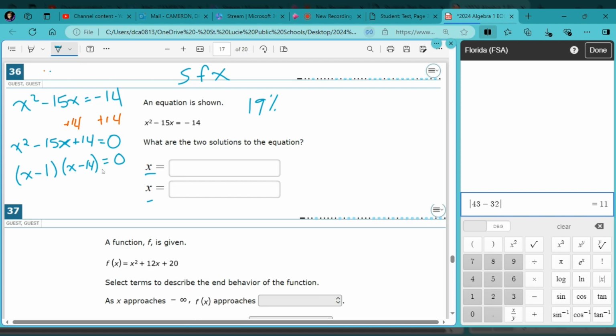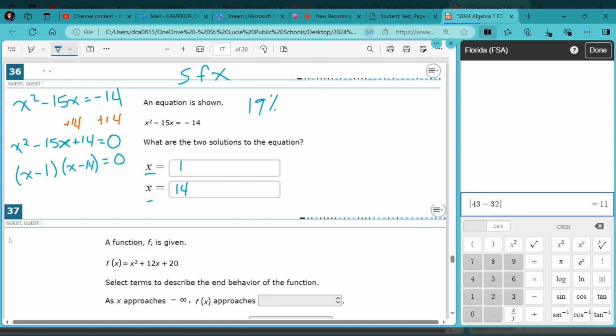From right here though, I can say, how do we make x minus 1 be equal to 0? We make x 1. How do we make x minus 14 be equal to 0? We make x be 14. So that's the traditional algebra way to solve that.